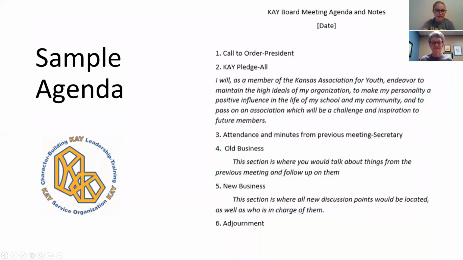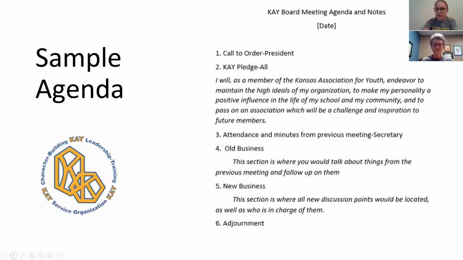All right, so right here, we have a sample agenda. This is super bare bones, very simple. So secretaries, when you start a meeting, you will have this agenda. You'll notice that you need to have the date on it, because if you take notes for every meeting, you're gonna wanna make sure you know which meeting the notes are from.